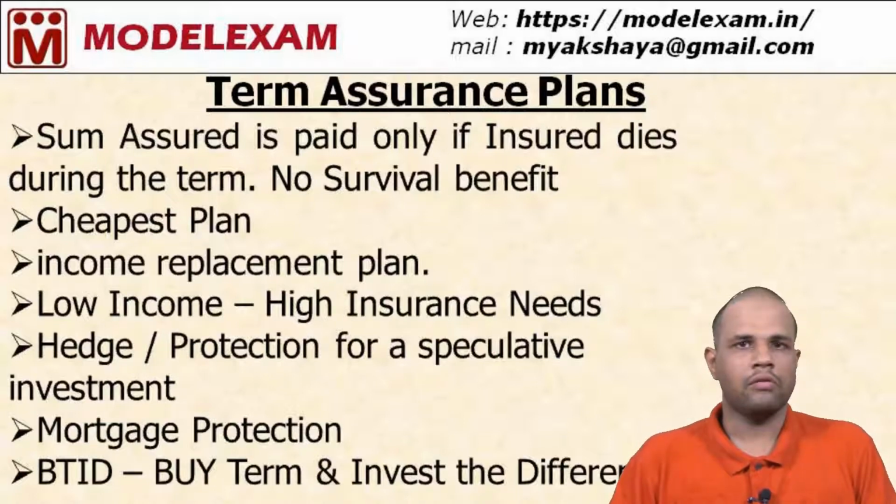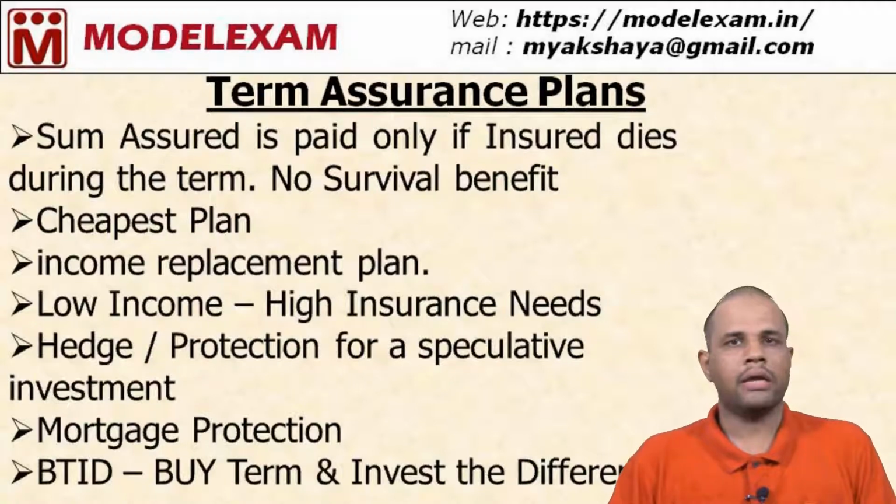The logic is we should segregate insurance and investment. So a person can take term insurance for insurance purposes and invest the remaining amount in an investment product, like a PPF, a mutual fund, or the stock market, etc. So this is what we call BTID. Let us understand the different types of term insurance in the coming videos.